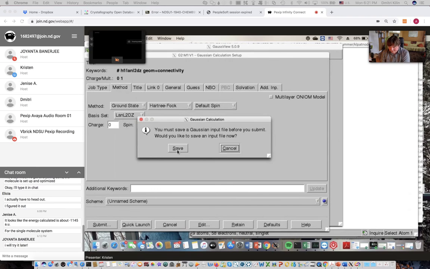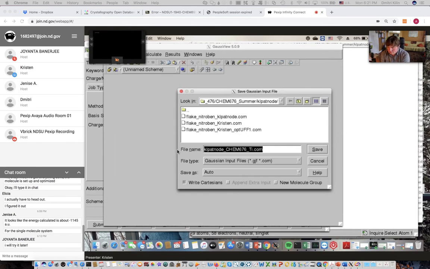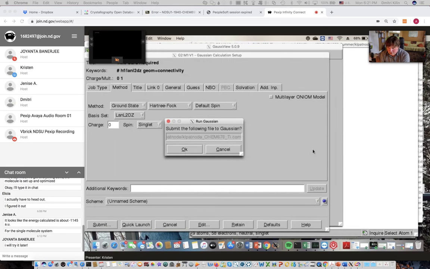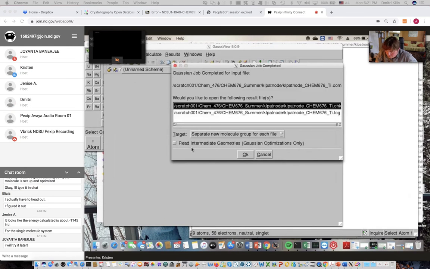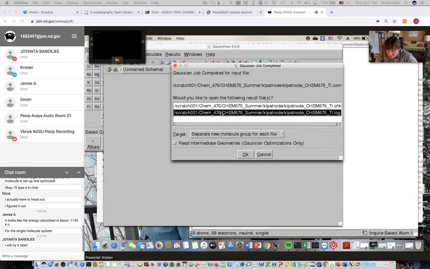Save. Yeah, it's a good name. Save. Submit to Gaussian. Okay. Now select the log file. Okay.